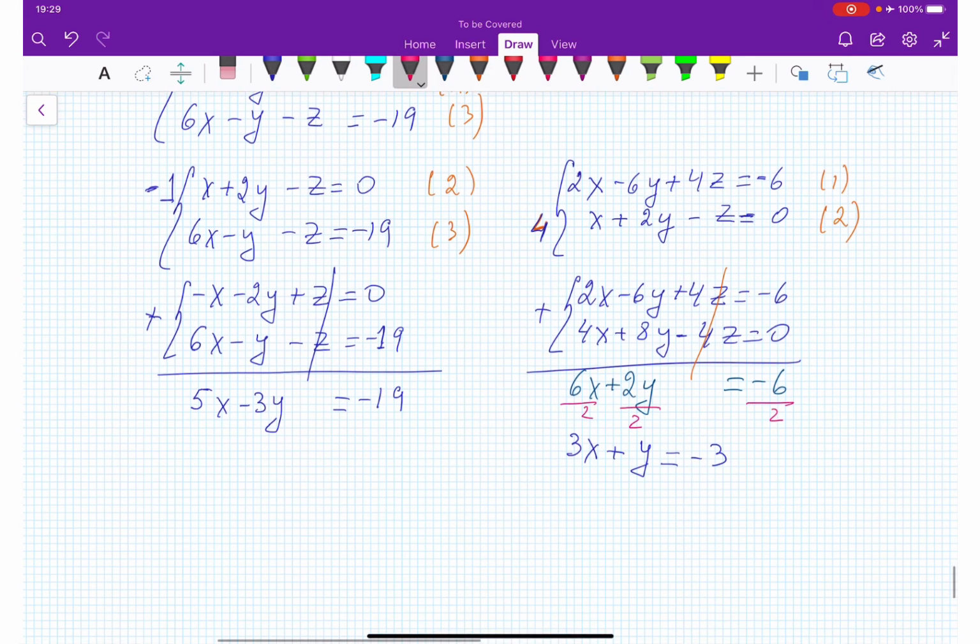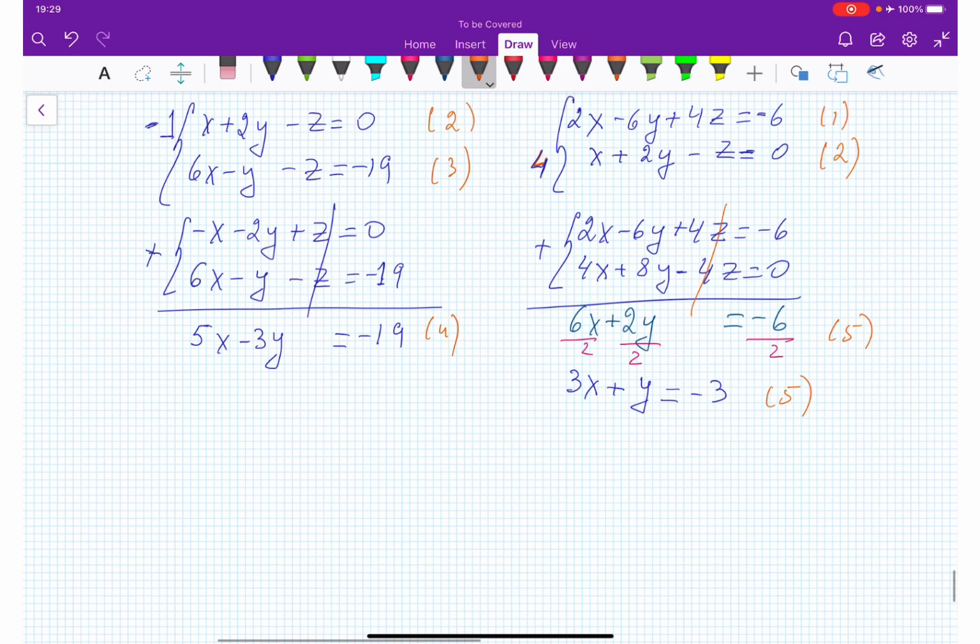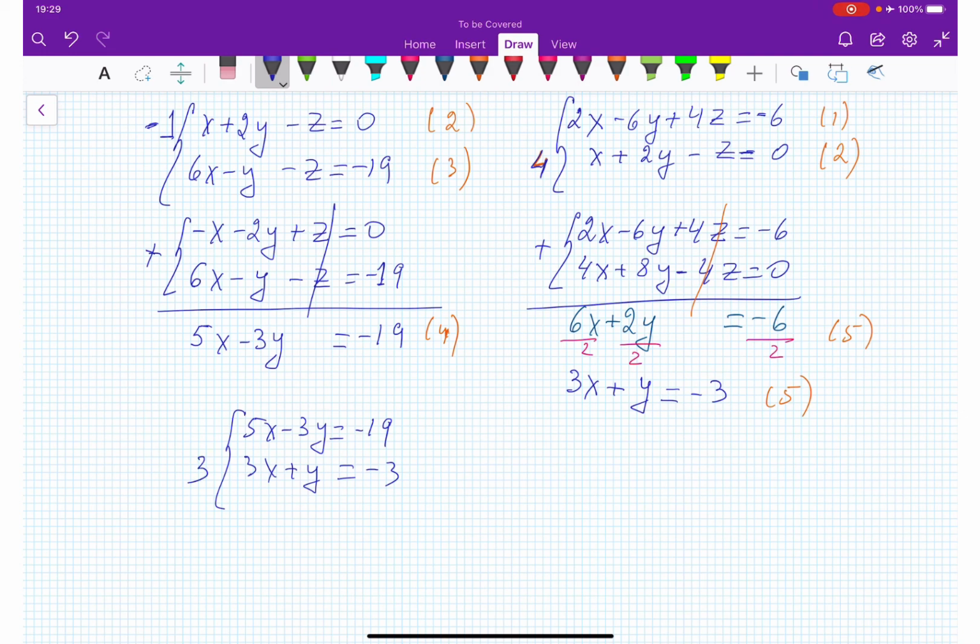Now, so we are going to combine. This is 4. This is 5. So this is also 5, right? Just reduced. Same thing. And we get 5x minus 3y equal negative 19. Here we have 3x plus y is equal negative 3. Okay, so I'm getting rid of at least y. So I multiply this by 3. If I wanted to get rid of x, then I had to multiply both of them. One by negative 3, the other one by 5. Or one by 3, the other one by negative 5.